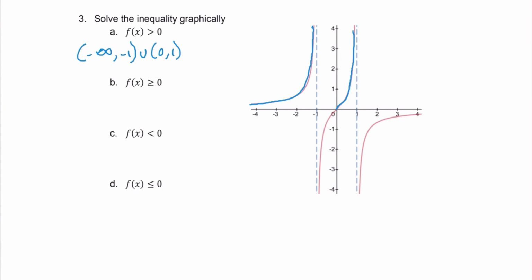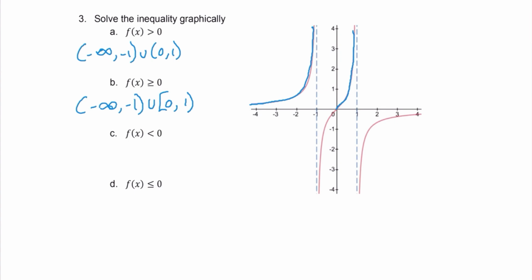In example B, we're asking a very similar question. Where is f greater than or equal to 0? This time we can include x-intercepts. Note that you cannot include vertical asymptotes, only the x-intercepts. So this time we have negative infinity up to negative 1. We cannot include the negative 1 with a bracket. We have to leave it as a parenthesis because it's an asymptote. Then we'll union. The 0 we can include. It is an x-intercept. Up to 1 and parenthesis on the 1 because we never reach the 1. It's an asymptote.